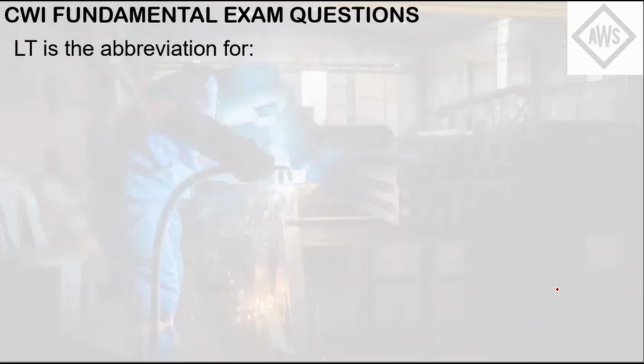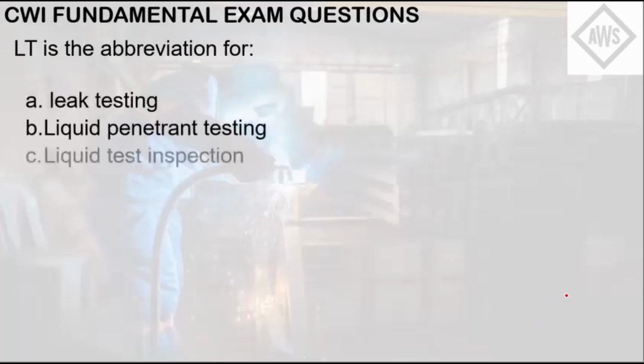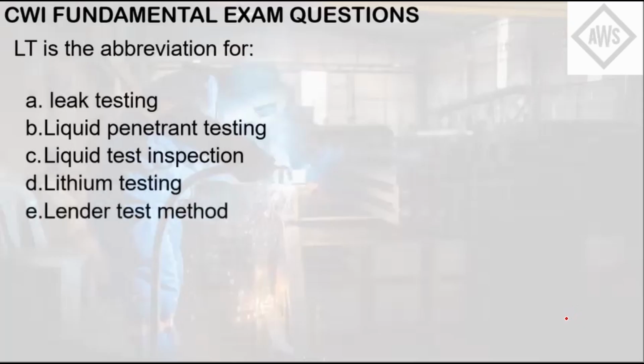LT is the abbreviation for: A, leak testing; B, liquid penetrant testing; C, liquid test inspection; D, lithium testing; E, Lender test method. So the answer here is A, leak testing. It might be confused with liquid penetrant testing, but the abbreviation for penetrant testing is PT. Leak testing is the answer here.